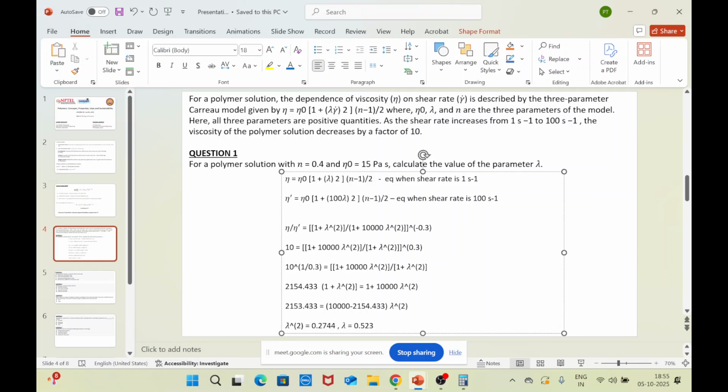So this is going to be the value of the time constant. And what will be the units? Seconds. So the value of lambda is 0.523 seconds. Let me know whether you are also getting the same value. I hope the calculations are fine.